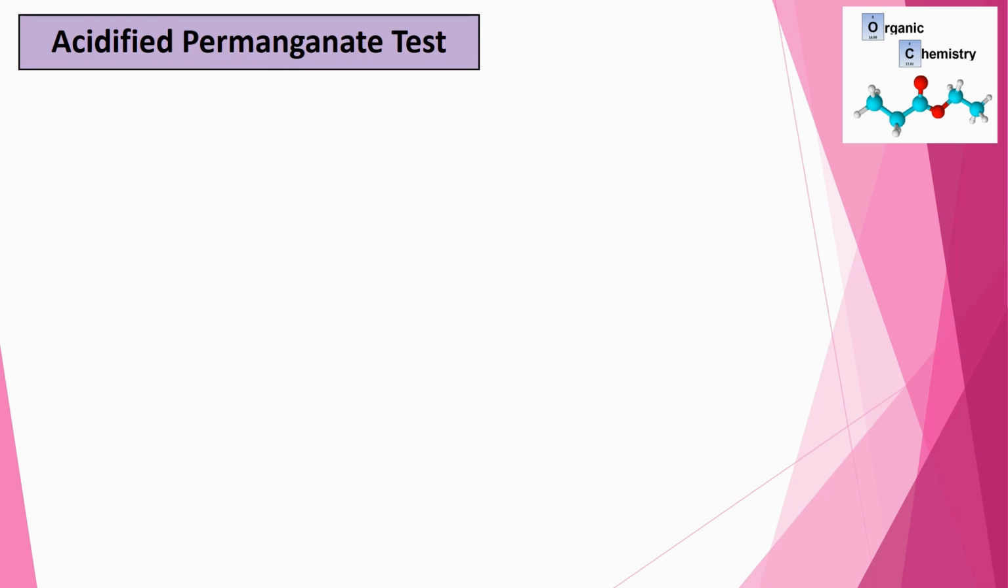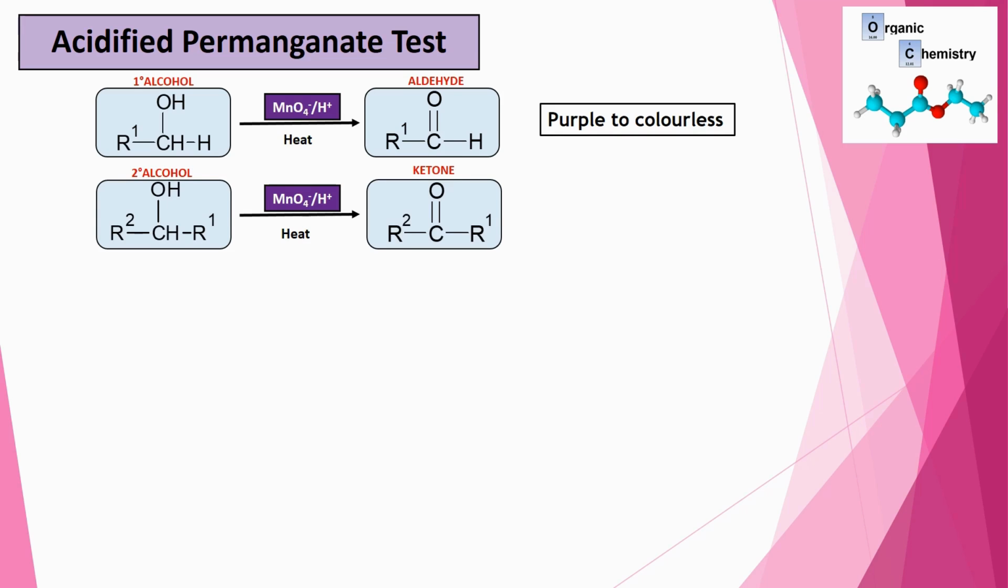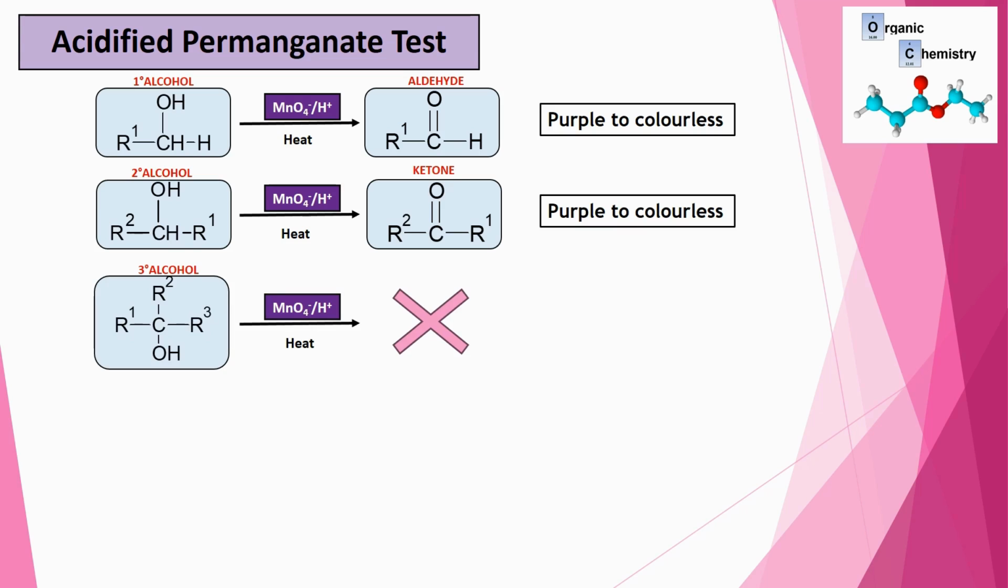Okay, so if we're using this as a test, what results would we expect to get from the different alcohols, aldehydes, and ketones? So if we had a primary alcohol, we would expect that it goes to an aldehyde in its first step, and we would observe a purple to colorless reaction. If we had a secondary alcohol, in this case it will produce a ketone. We would also expect it to have a purple to colorless reaction. Tertiary alcohol, remember, we would not expect it to produce anything. It will not get oxidized by acidified potassium permanganate, so it would stay purple.